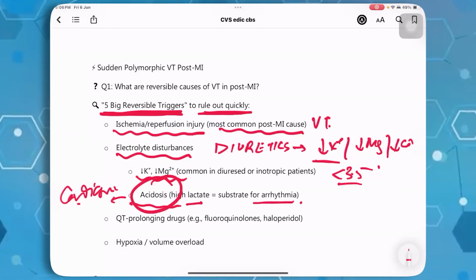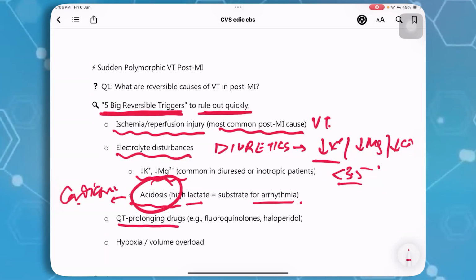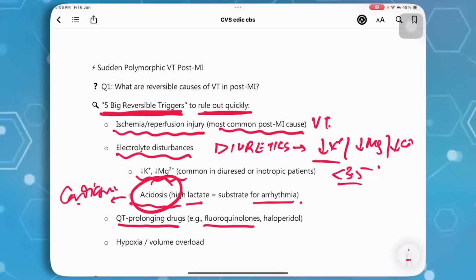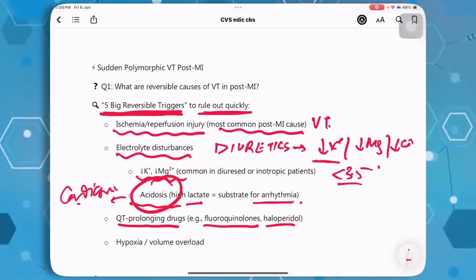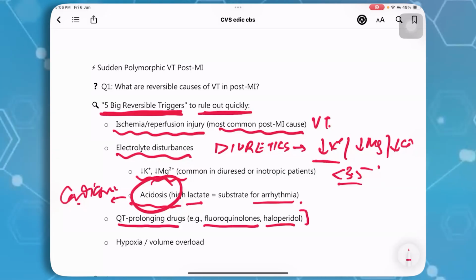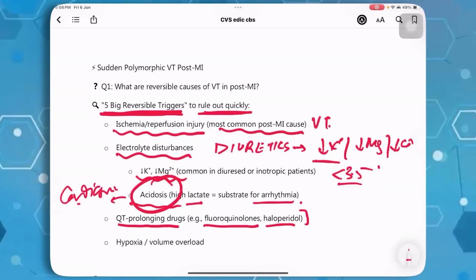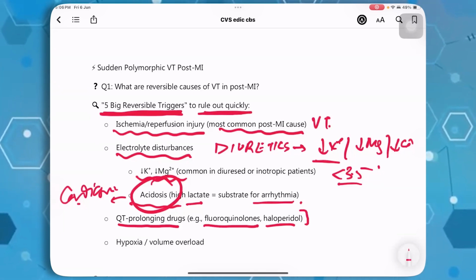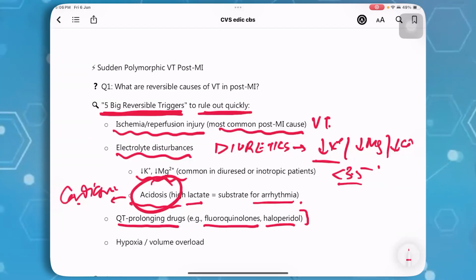Along with that, the third most important trigger is drugs. So QT prolonging drugs. Sometimes these patients are on fluoroquinolones. Agitated patients can be on haloperidol. So these are important drugs that should never be given, or if they are already going on, you should stop them in a case of ventricular arrhythmias.